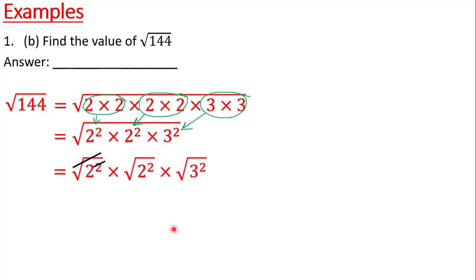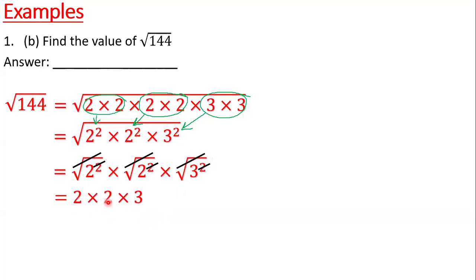Let me repeat myself. After we separate them into 3, then we cancel. So this square root will cancel out with this 2. This square root will cancel out with this 2. And this square root will cancel out with that 2. Why is that important? Because if we remove the square root and the square, what are we going to be left with? The number by itself. So we're going to be left with 2 times 2 times 3.